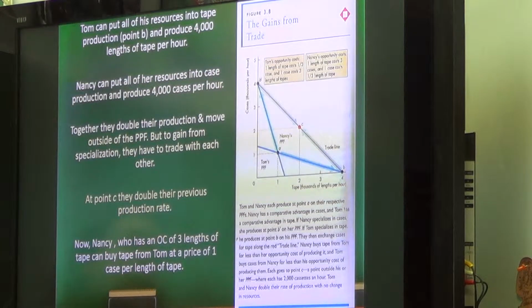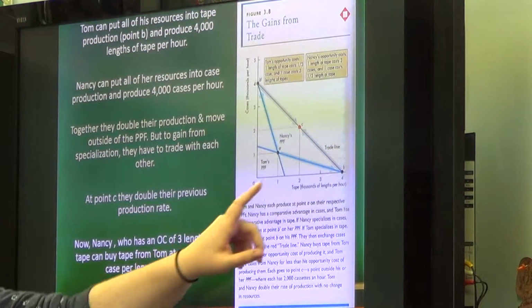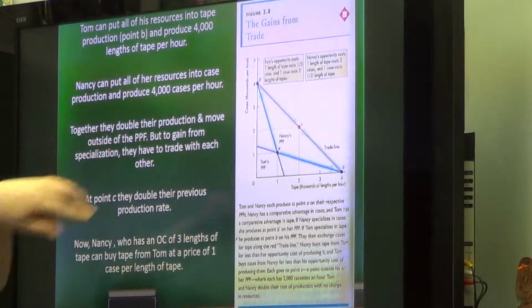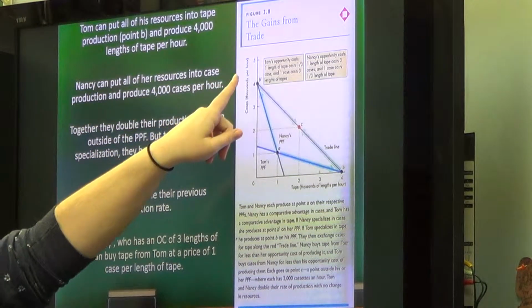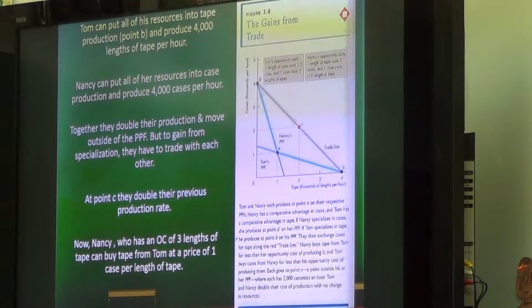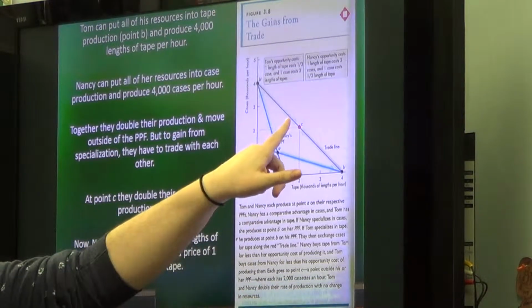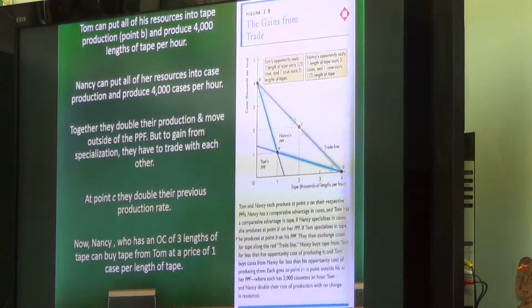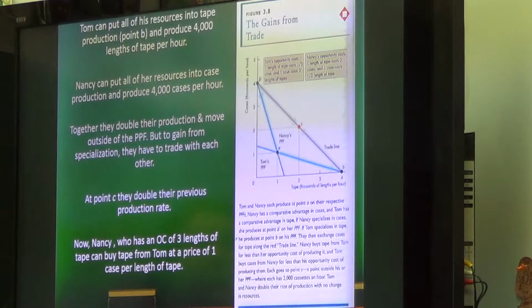So if Tom puts all of his resources into tape production, back here at point B, and produces 4,000 lengths of tape per hour, and then Nancy puts all of her resources into case production and produces 4,000 cases per hour, together they can double their production and then move outside of the possibility frontier. So they would go from here out to point C. So they have the gain from specialization, but to gain from specialization they're going to have to trade with each other.